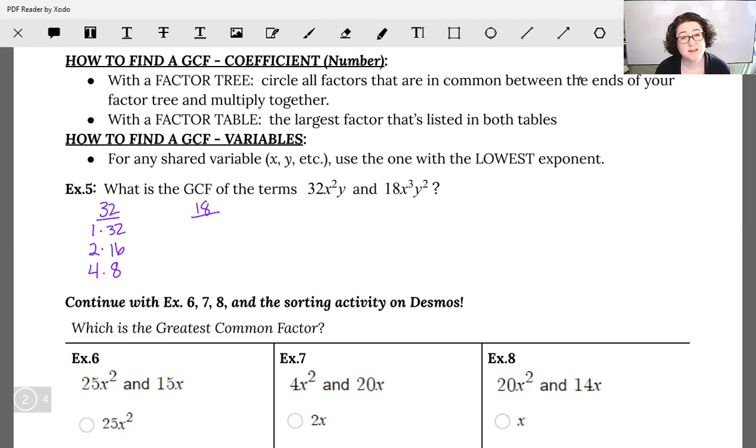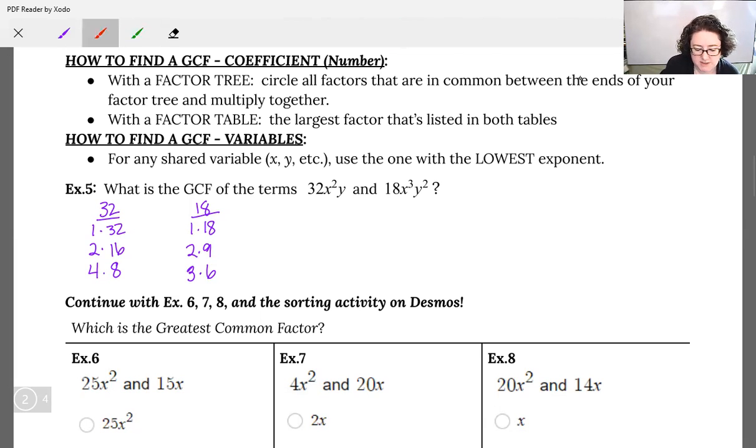18 is a smaller value, so it's a little easier to list them all out. Again, we could use 1 times 18. We could use 2 times 9. We could use 3 times 6. Beyond that, there aren't any other numbers that divide into 18 evenly. So looking at my list of all my possible factors, what's the biggest number that's in common between both lists? Unfortunately, we don't have a very big GCF on this one. That's okay. We have a 2 as a common number for our factors.